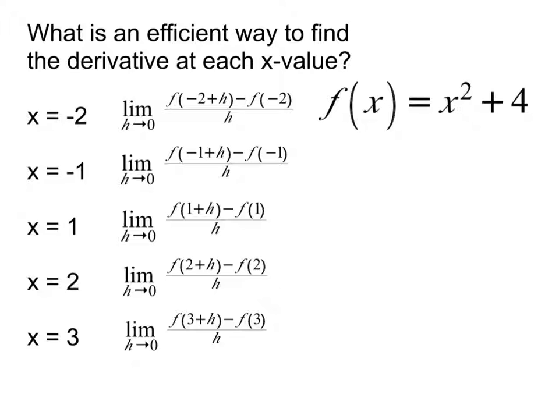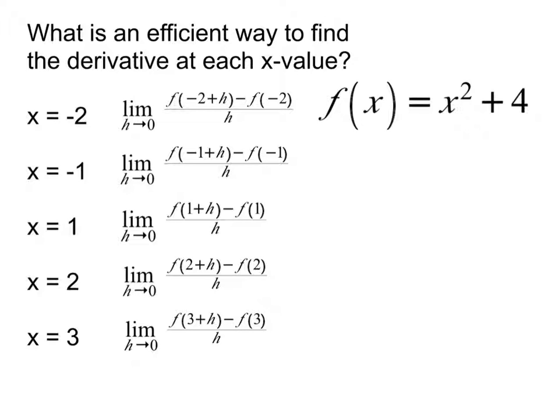Which means, technically speaking, what I'm doing is finding the limit as h approaches 0 of that difference quotient every single time, plugging the number in for a, plugging x in for a, over and over and over again. But there is a more efficient way to do this. What is a more efficient way to find all of these derivatives?